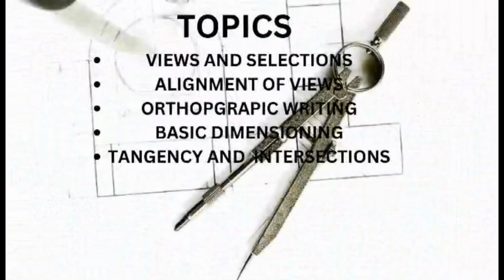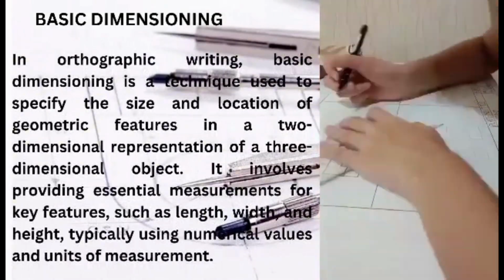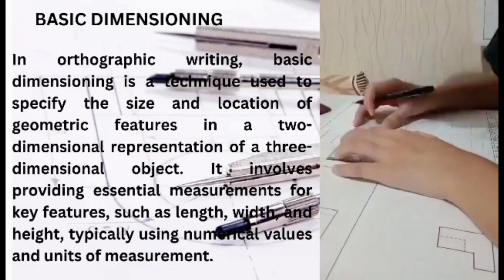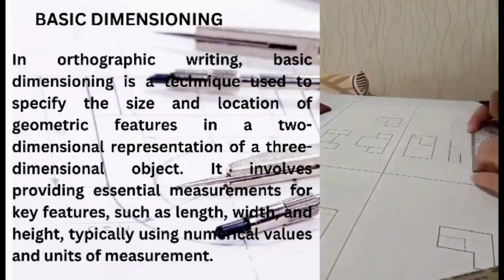In Chapter 4, we will discuss 5 types of orthographic drawing: view selection, alignment of views, orthographic writing steps, basic dimensioning, and lastly, tangency and intersections. In orthographic writing, basic dimensioning is a technique used to specify the size and location of geometric features in a two-dimensional representation of a three-dimensional object.